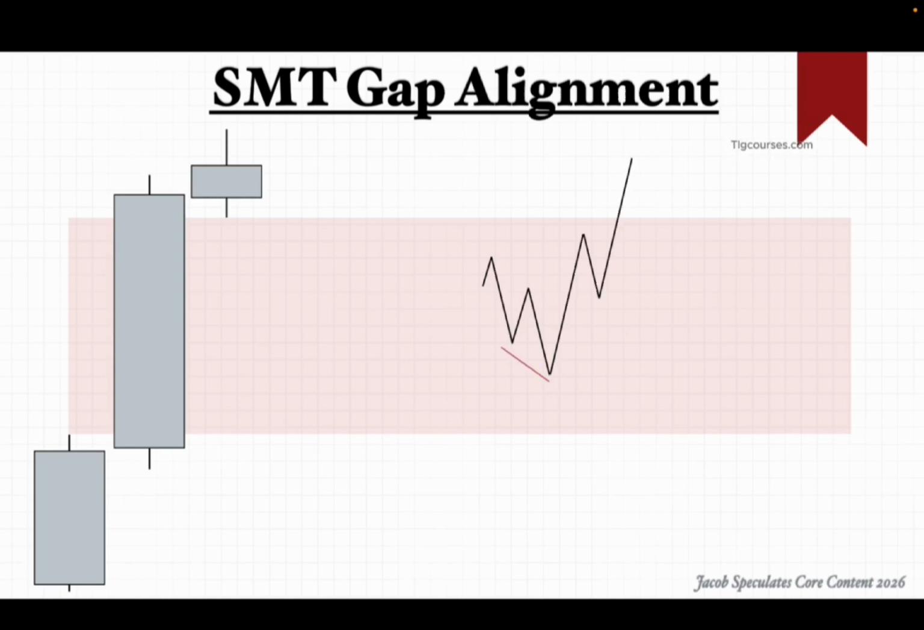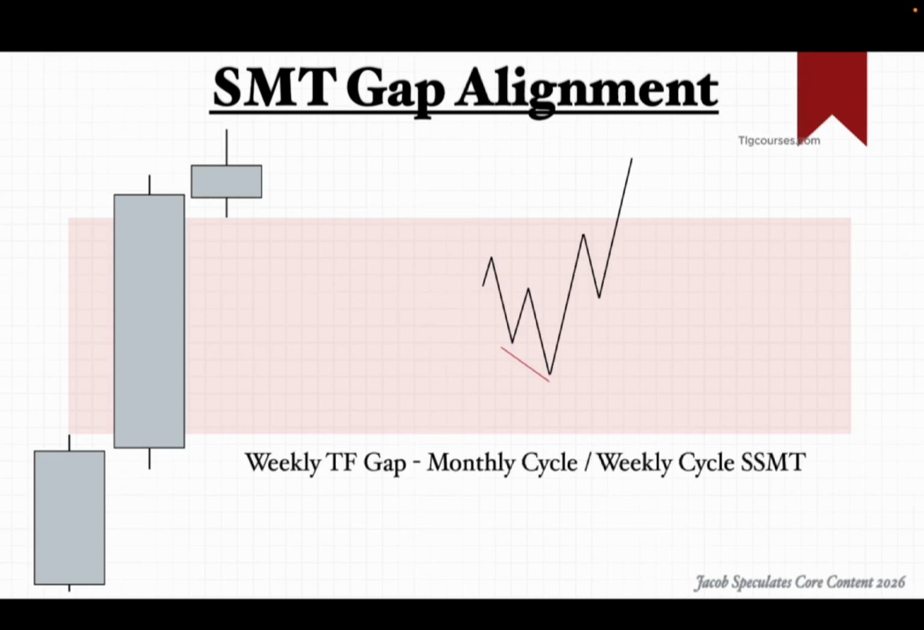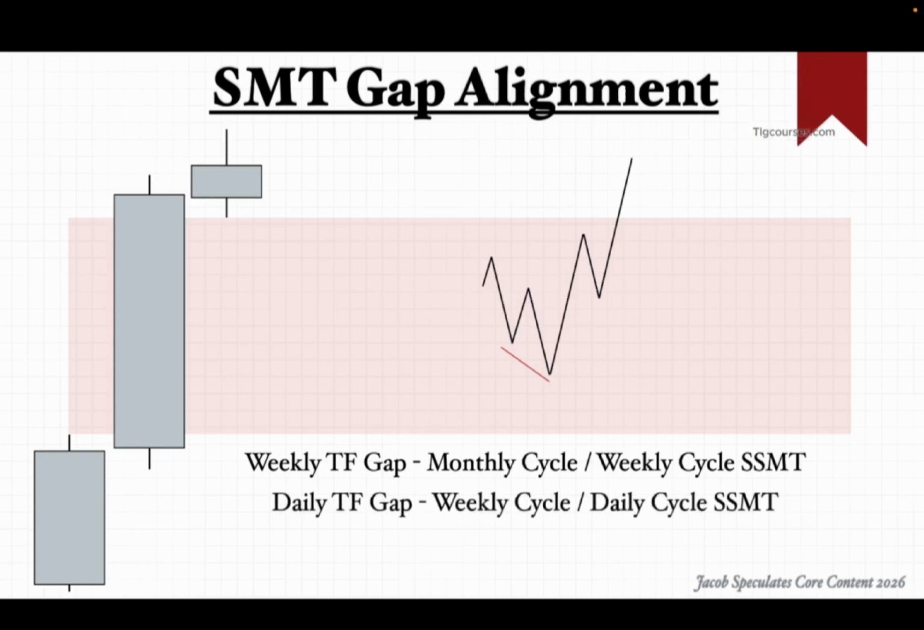The proper time frame alignment for these gaps and their corresponding SMT would be: if you have a weekly time frame gap, then you'll look for a monthly cycle or weekly cycle sequential SMT inside of that gap. If you have a daily time frame gap, then you can use a weekly cycle or daily cycle sequential SMT. And if you have a 4-hour gap, then you can use the daily cycle or 90-minute cycle sequential SMT.